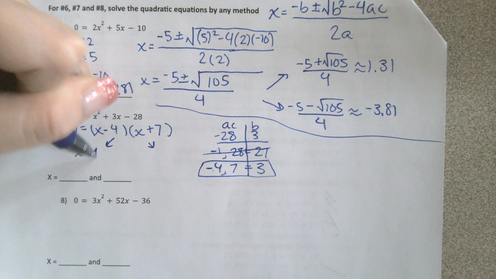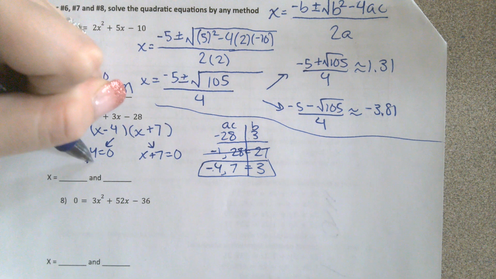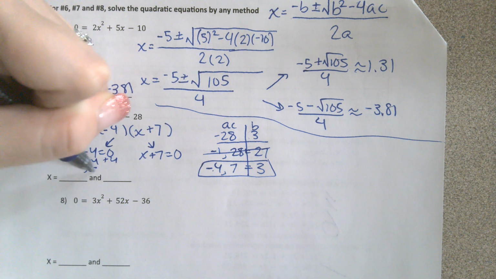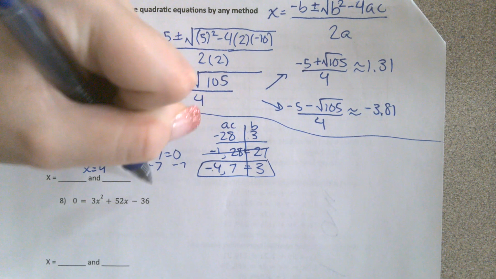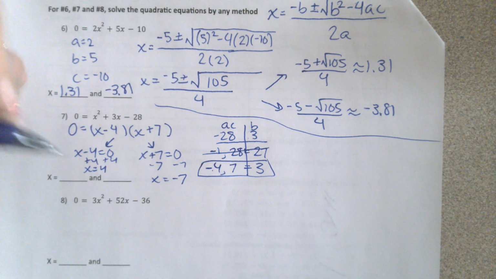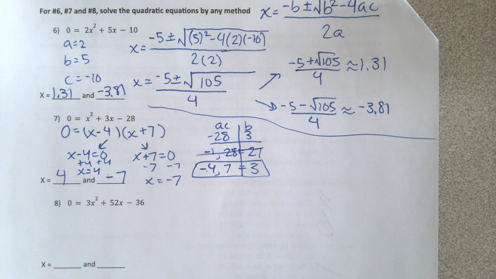So I have x minus 4 equals 0. x plus 7 equals 0. Add 4, x is 4. Subtract 7, x is negative 7. So x equals 4 and negative 7. Number 8.